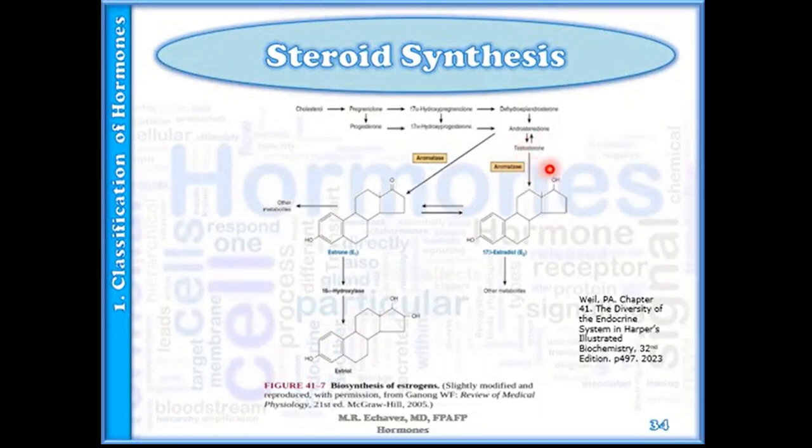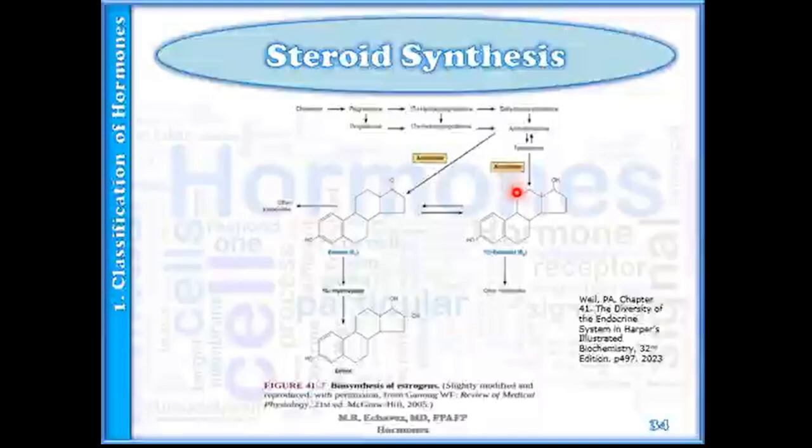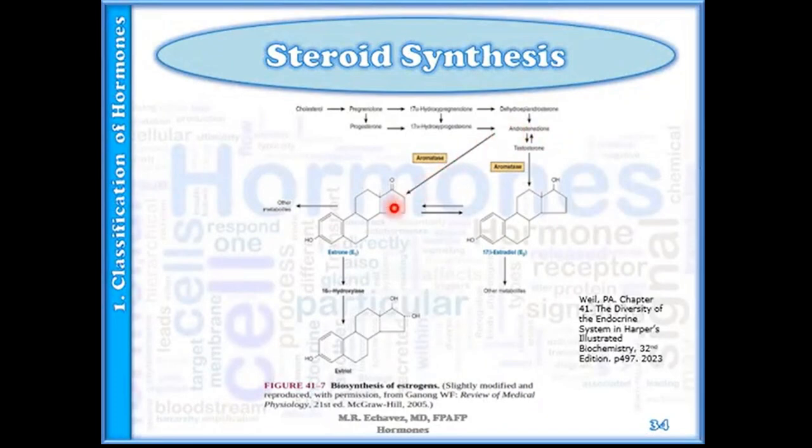From your testosterone, with the help of aromatase, you end up with your estradiol, which is the one with the feminizing effect. From androstenedione, aromatase can also act on it, and we end up with estrone, which is more predominant in postmenopausal women. The estriol is synthesized in your placenta.